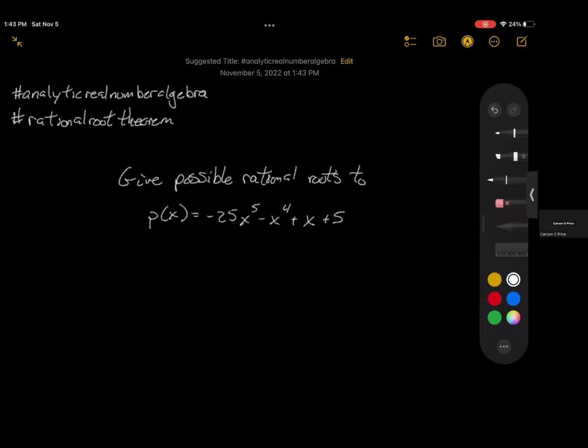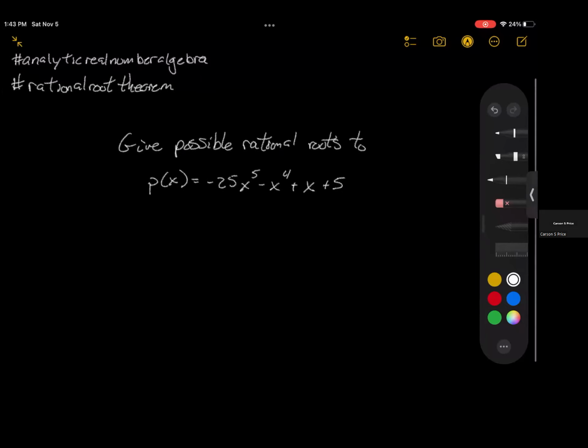All right, let's work on this problem. I want to give the possible rational roots to this polynomial. So anytime you're thinking about possible rational roots, you want to use that theorem, the rational root theorem, right? It gives us the possible rational roots to polynomials with integer coefficients. So first off, can we even apply the theorem?